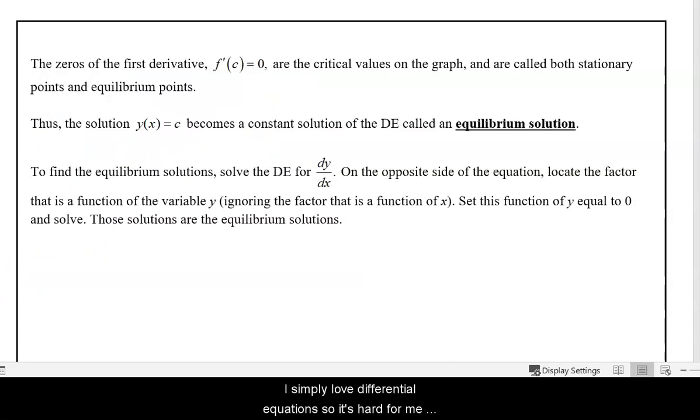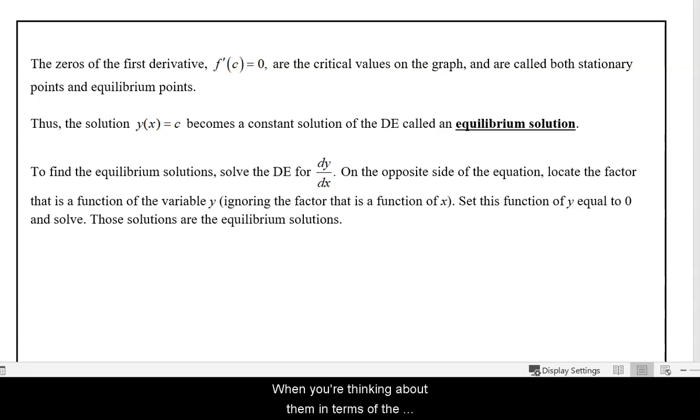I simply love differential equations, so it's hard for me to resist giving you more information. I do want to talk at least a couple of seconds about what an equilibrium solution is, because your book really glosses over some of this. Remember from Calculus 1 that the zeros of the first derivative, when f prime of c is equal to 0, are considered critical values or critical points. They're not necessarily the extrema values. In other words, you don't have to have a maximum or a minimum at a critical point, but they are places where it could occur.